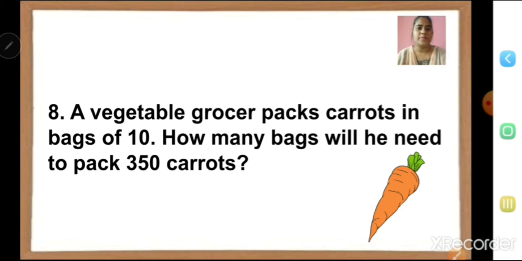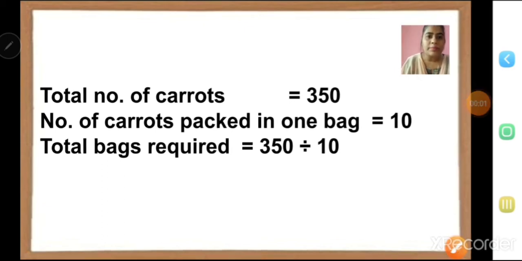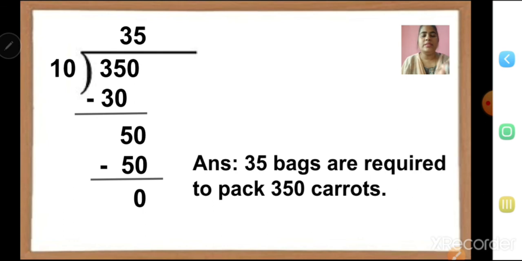Okay? Let us see the statements. Total number of carrots is equal to 350. Number of carrots packed in one bag is equal to 10. Total bags required. How many bags will be required? To find that, we have to divide 350 divided by 10. So here children, see the division, 350 divided by 10.